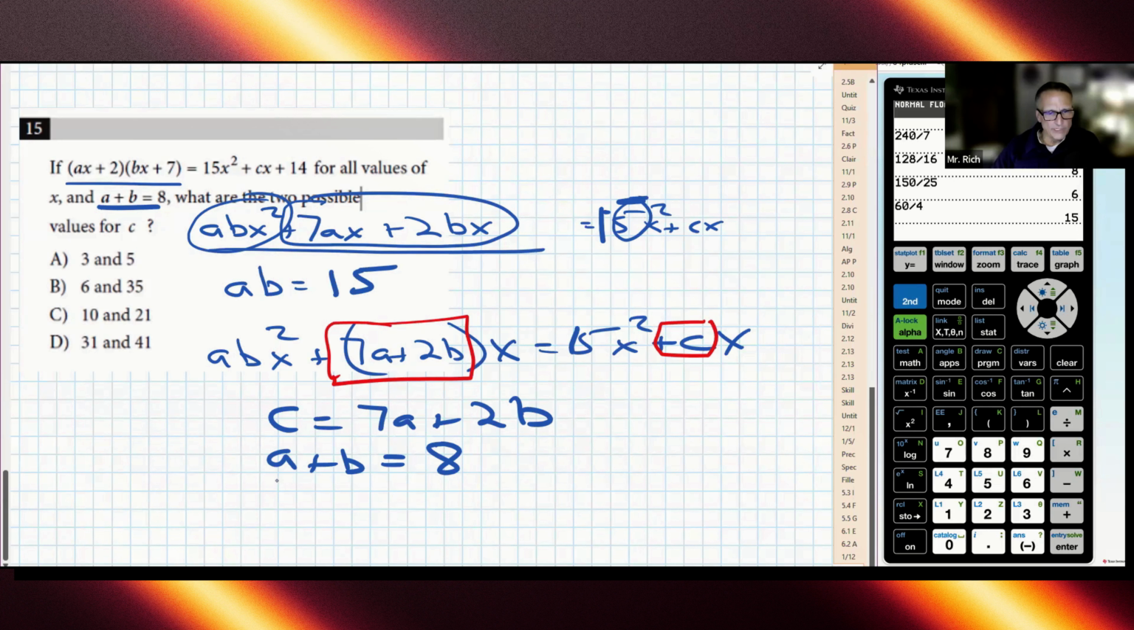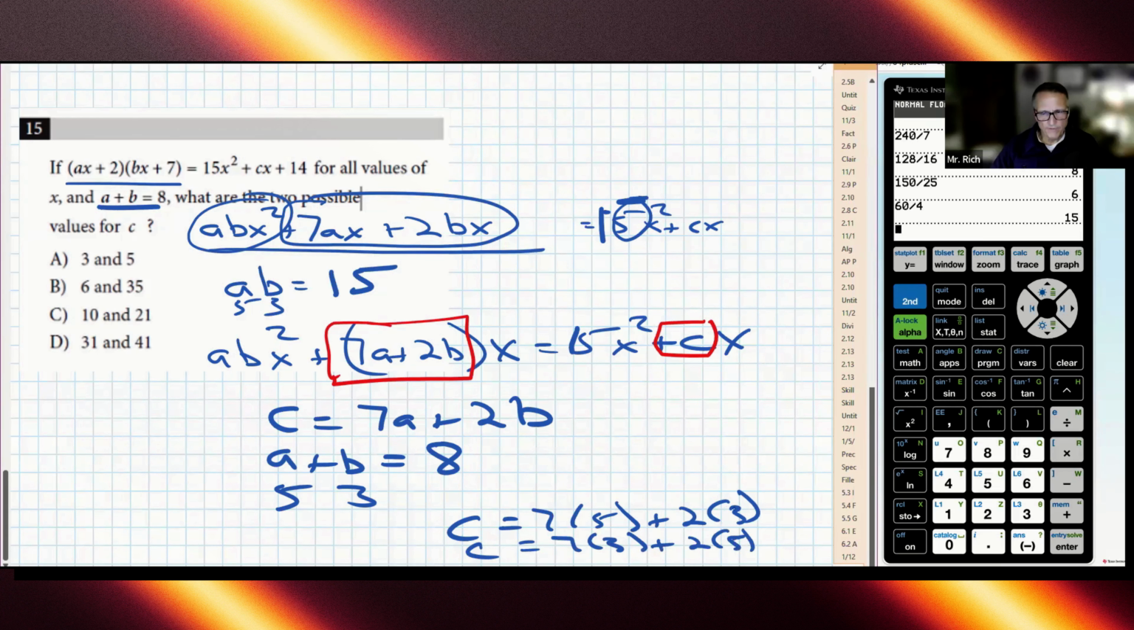So wouldn't that stand to reason that it looks like a and b are 5 and 3? 5 times 3 is 15. 5 plus 3 is 8. Now, which one is it? Well, I guess we don't know, but that's why there's two answers over here. So C could either be 7 times 5 plus 2 times 3, or maybe C is 7 times 3 plus 2 times 5. 35 and 6 is 41. 21 and 10 is 31. So Joe, I'm going with D.